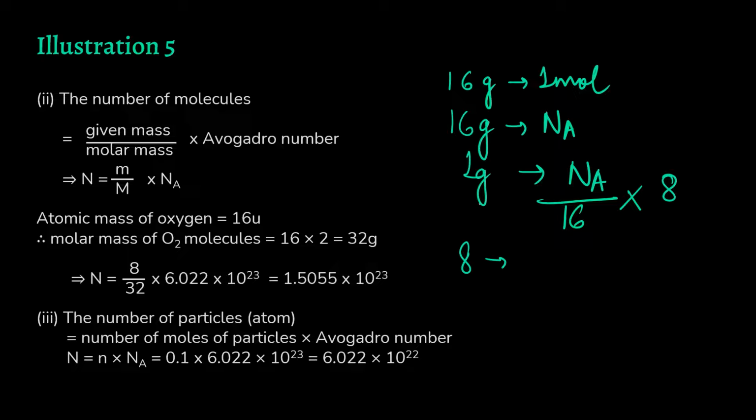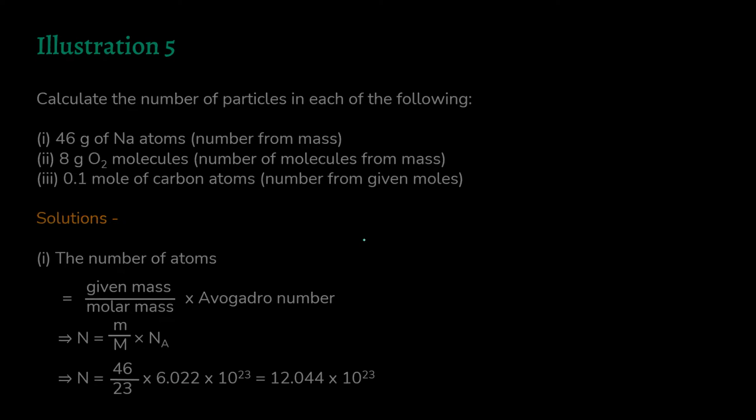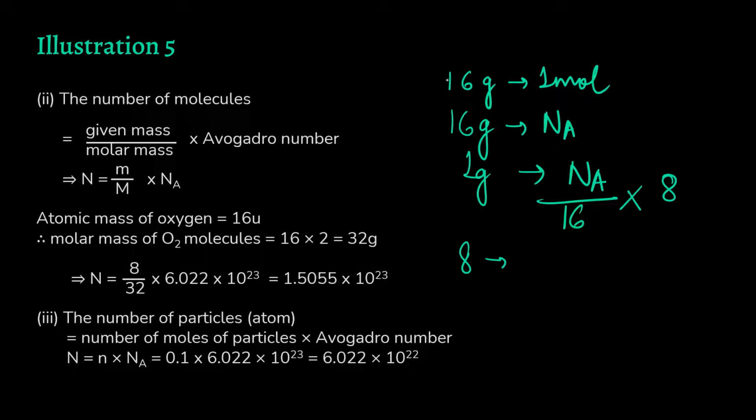That is what we have done here. 8 into 32. I'm sorry, we are taking the oxygen molecule. We will just add another 16, since an oxygen molecule is made up of 2 oxygen atoms, so we are getting 32 here. So we will simply divide 8 by 32 and then multiply it with the Avogadro constant. That would be the number of particles present in 8 gram of oxygen molecules.